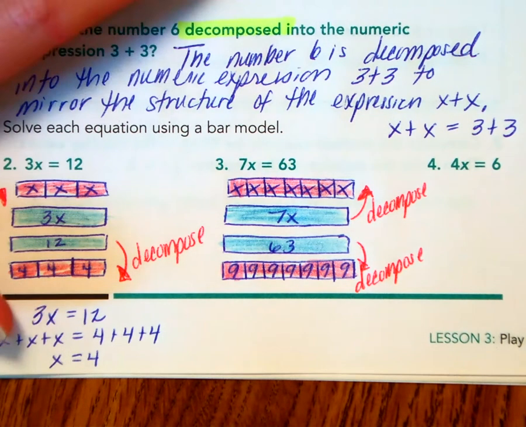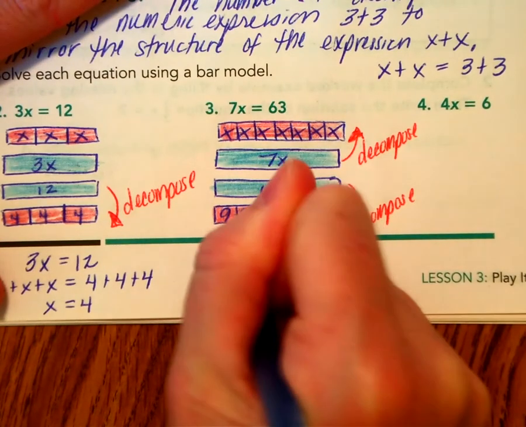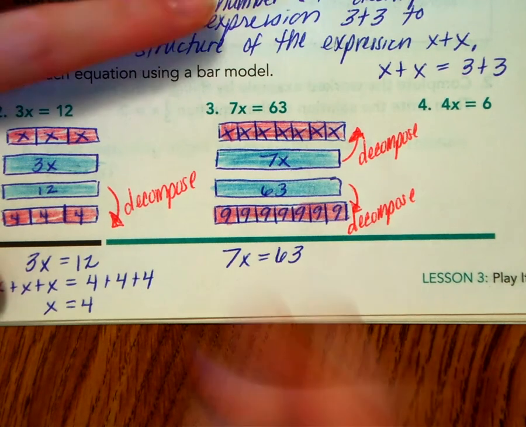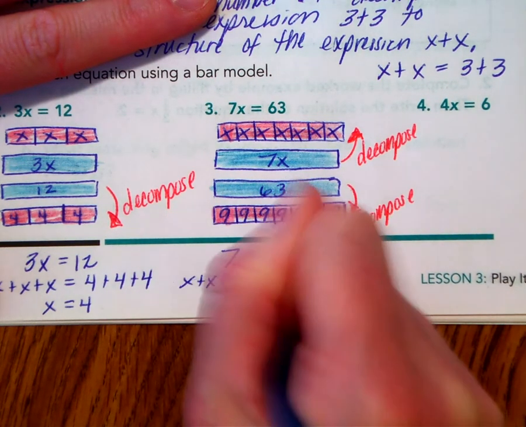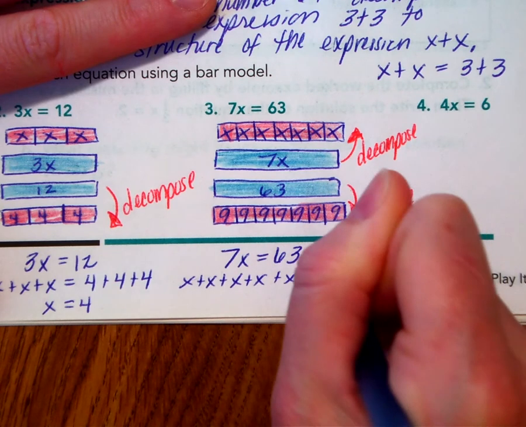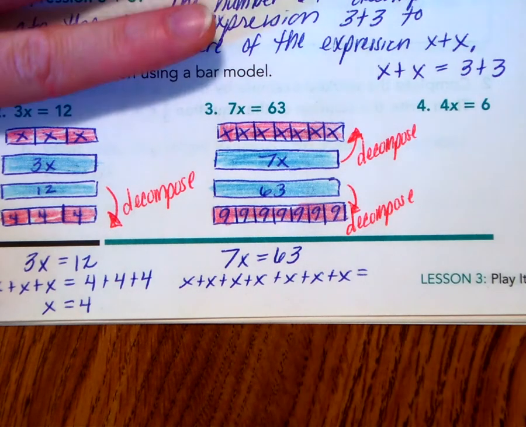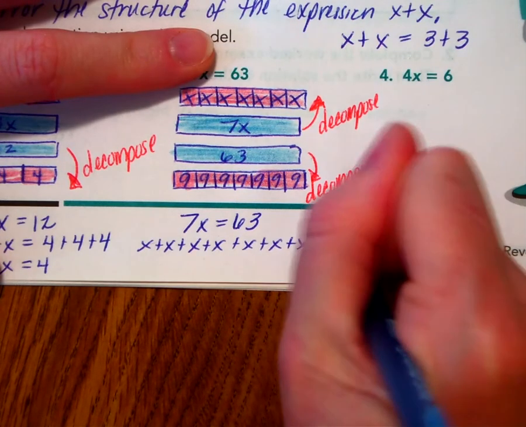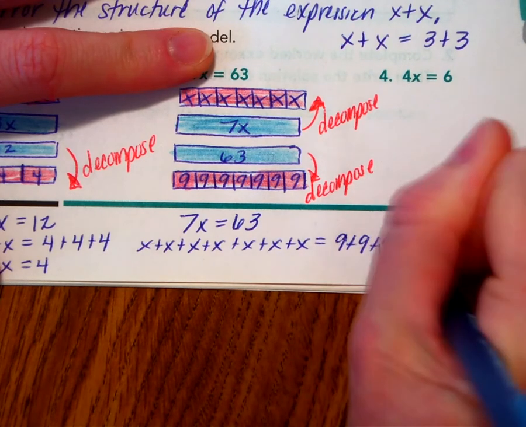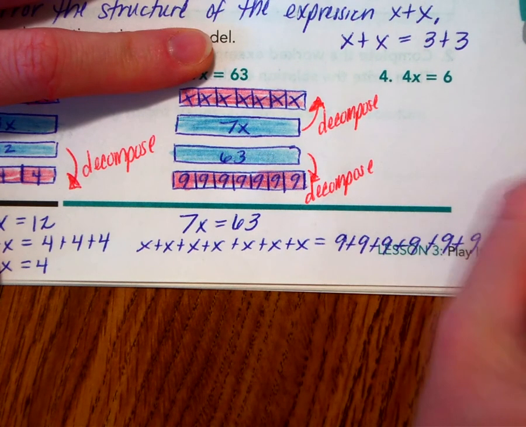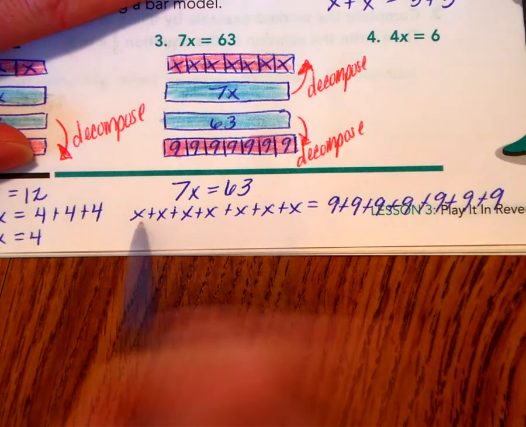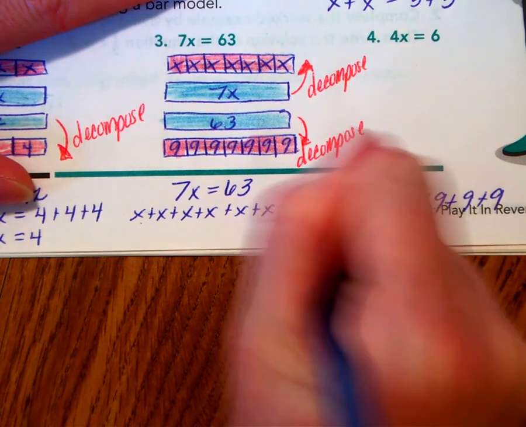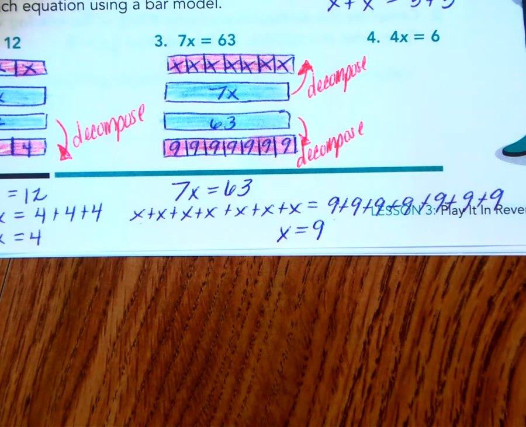Using numbers only, we started off with 7x equals 63. We decompose that to be x plus x plus x and so on, to be 9 plus 9 plus 9 and so on. 1, 2, 3, 4, 5, 6, 7. And by analyzing the structure, we can see that one of these x's is equal to one of these 9s. Excellent. We're almost finished. Just one more.